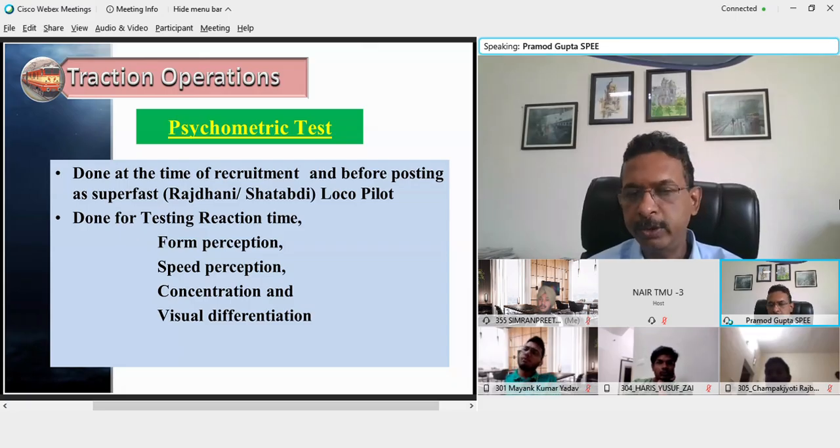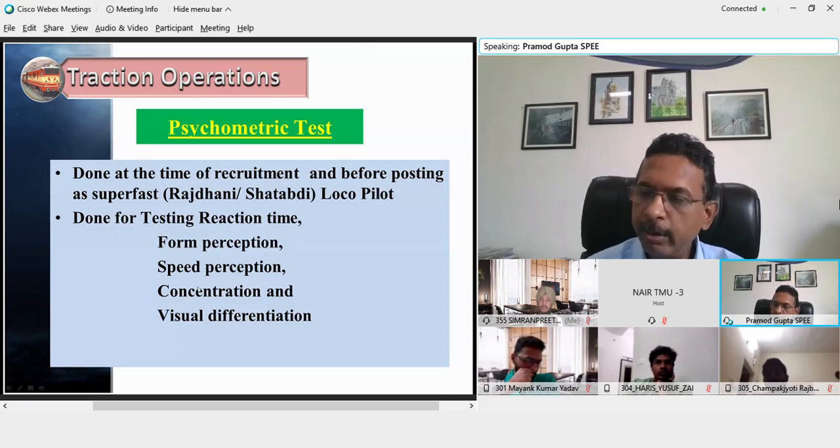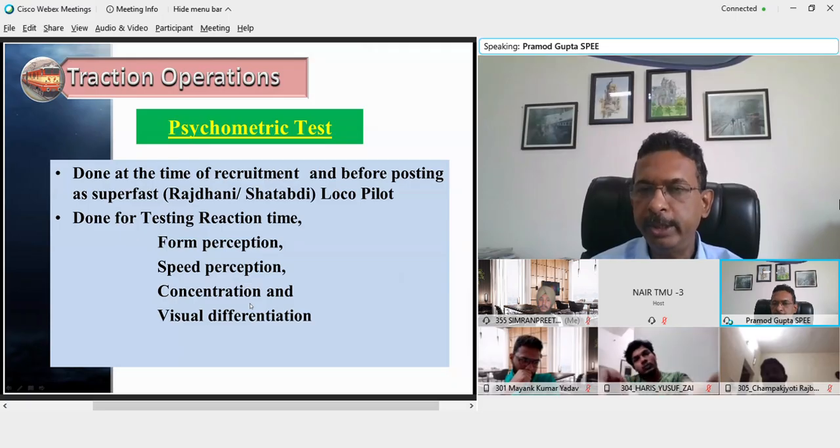And there is a possibility that in some of the points which I have mentioned below, there is some deterioration in his overall performance ever since he had undergone a psychometric test at the time of joining the Indian Railways. Some of the tests which are carried out in the psychometric test are mentioned in the slide.